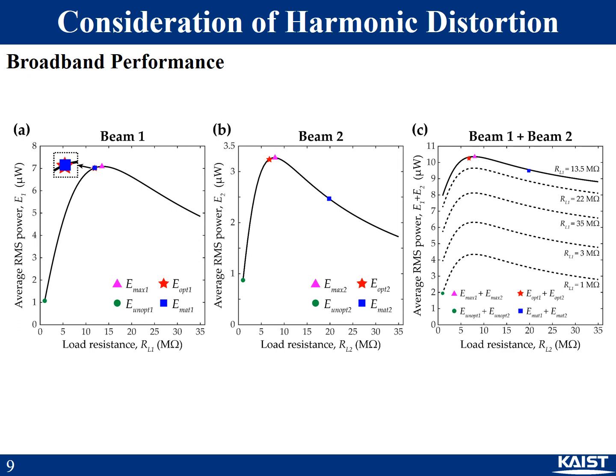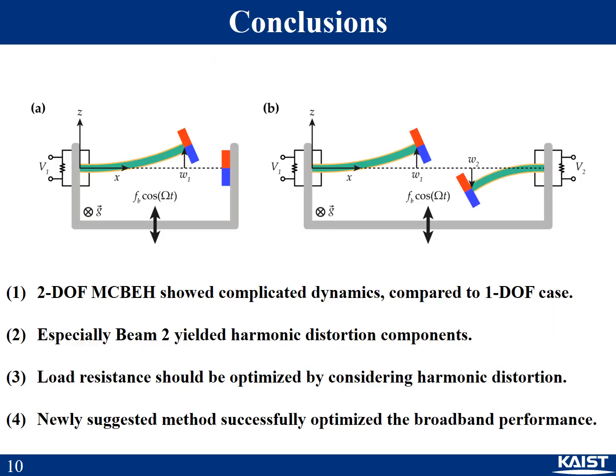Figure A shows for beam 1 the conventional matching as well as the newly found optimization. Both are quite excellent because the star and square are close to the triangle. For beam 2, however, the conventional matching technique provides a poor broadband performance. On the other hand, the newly suggested optimization shows an excellent result. When both beams are considered, the tendency is the same as shown in figure C.